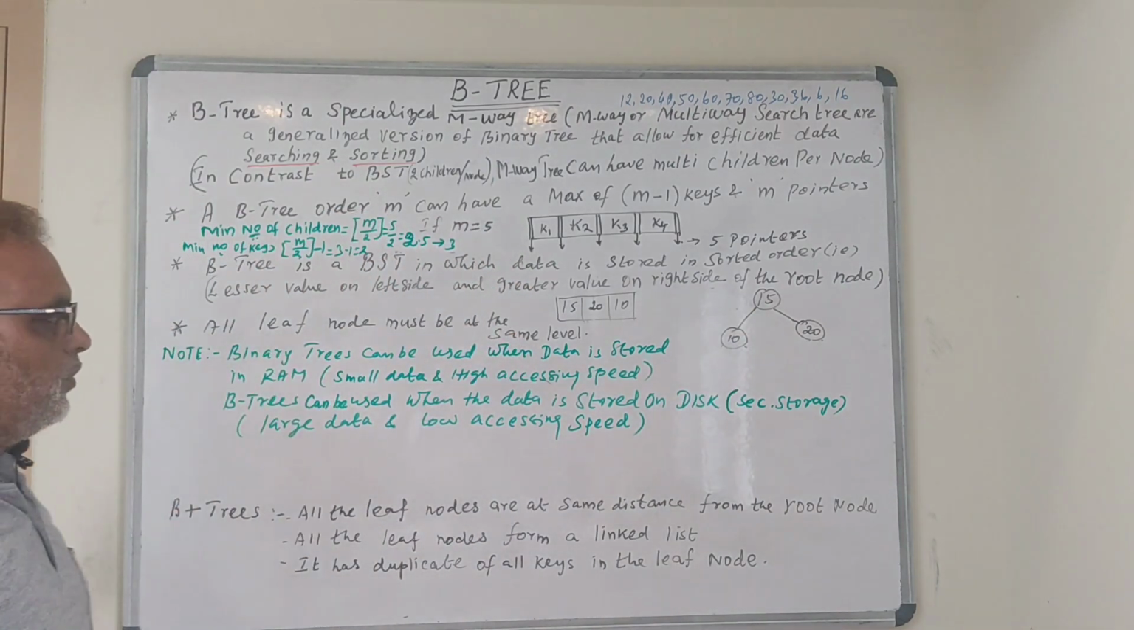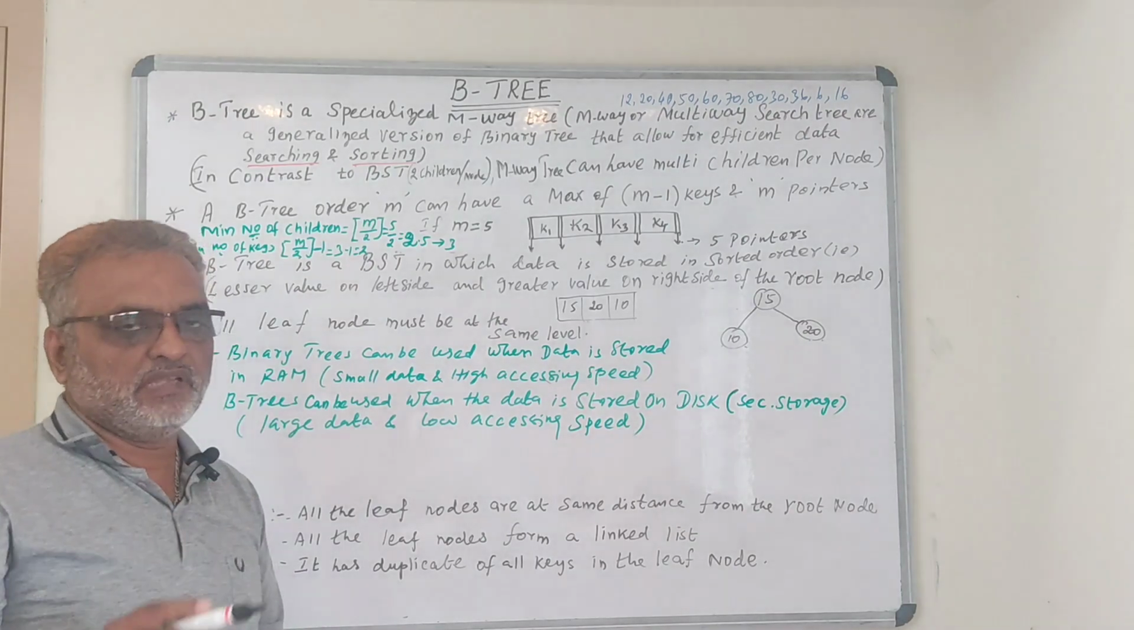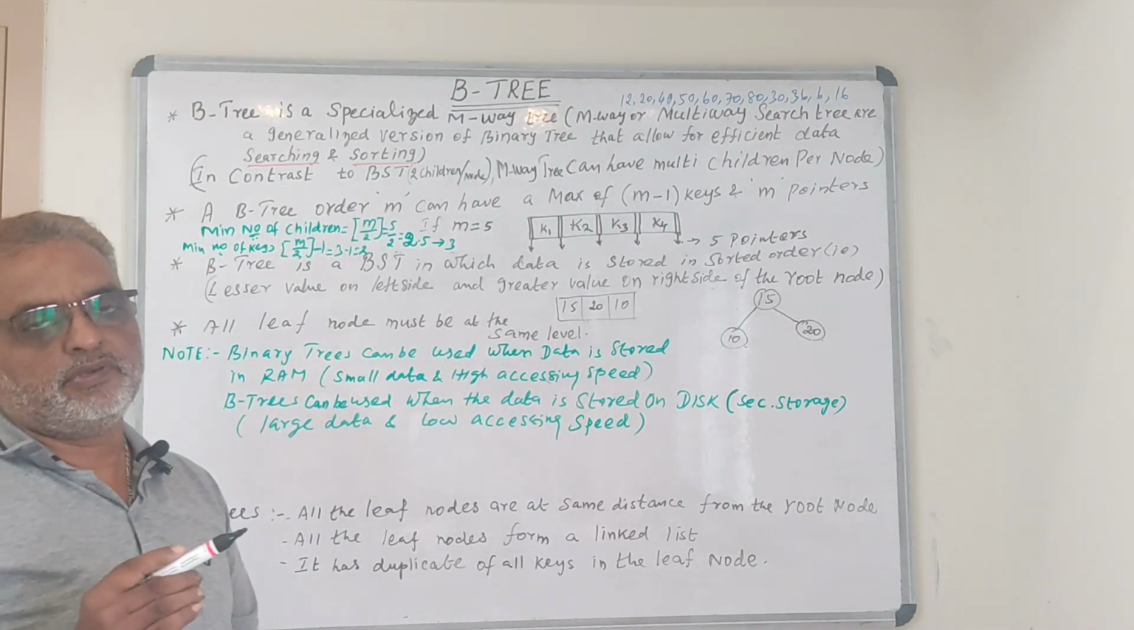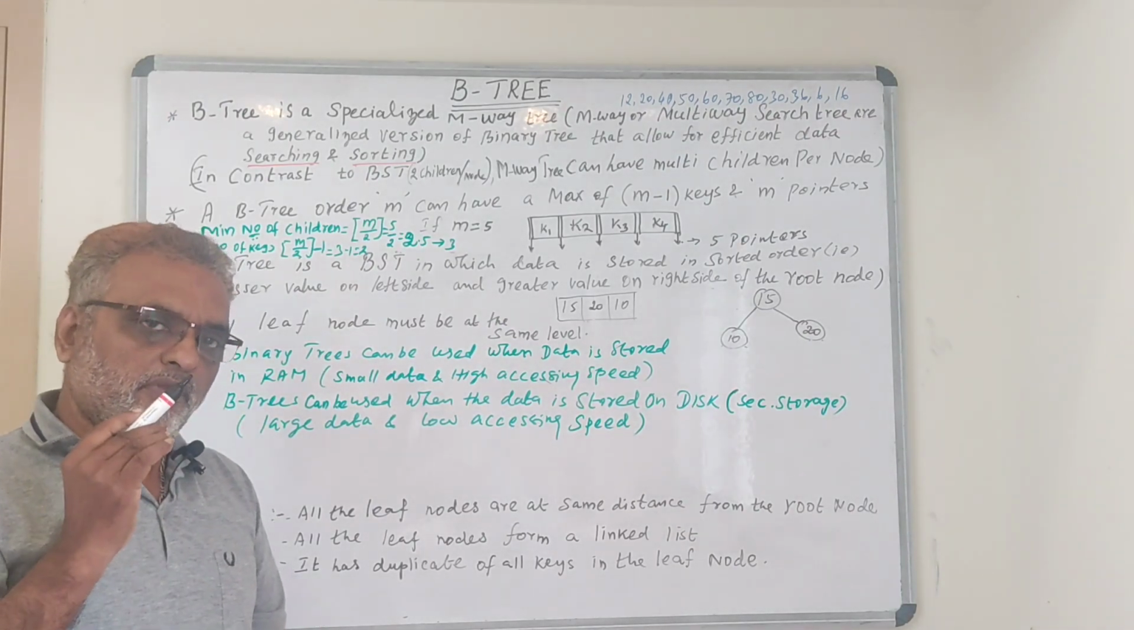All the leaf nodes must be at the same level. That is another important property of this B tree.